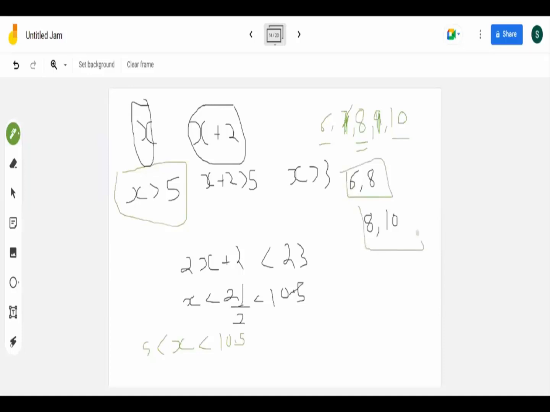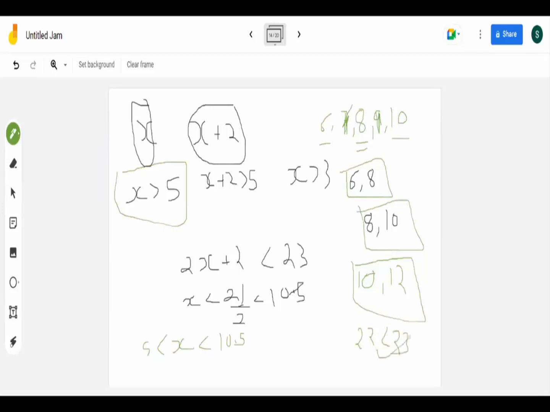If we take x as 10, we get x plus 2 as 12. You can see this is also a third pair, and this verifies our answer. Both are greater than 5, 10 and 12, and the sum of them is 22, which is less than 23. So this satisfies our answer.